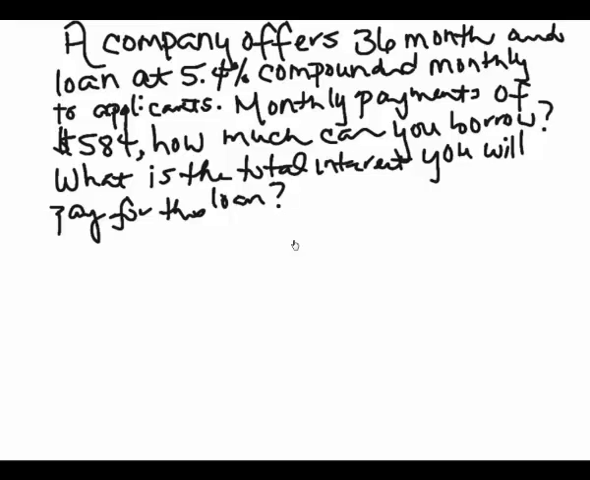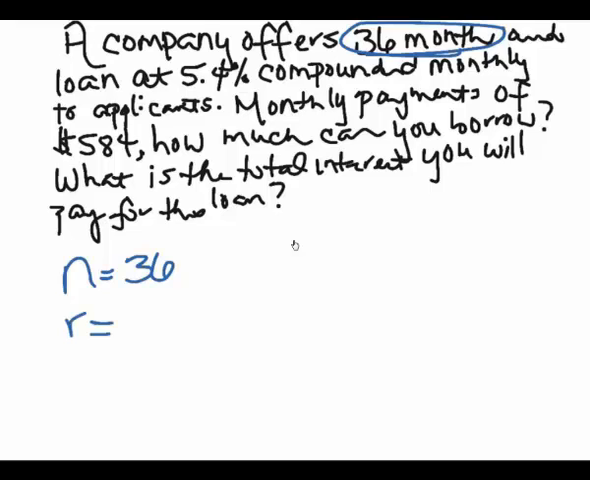So let's go ahead and pull out the pertinent information. We know it's a 36-month loan. Well, you guys, that's already your N. Your N is going to be 36. Because remember, N stands for the number of periods. How many times are you going to make payments? You're going to make payments 36 times if you have to pay back this loan within 36 months.